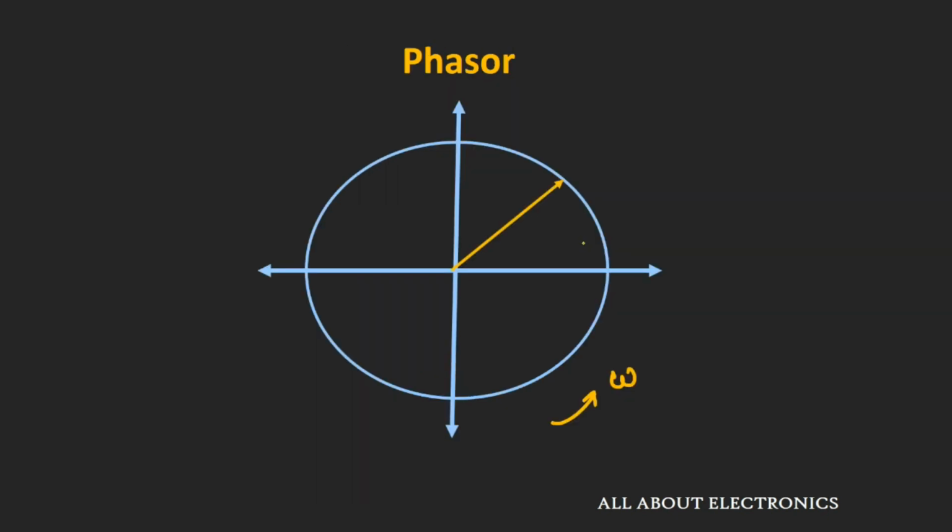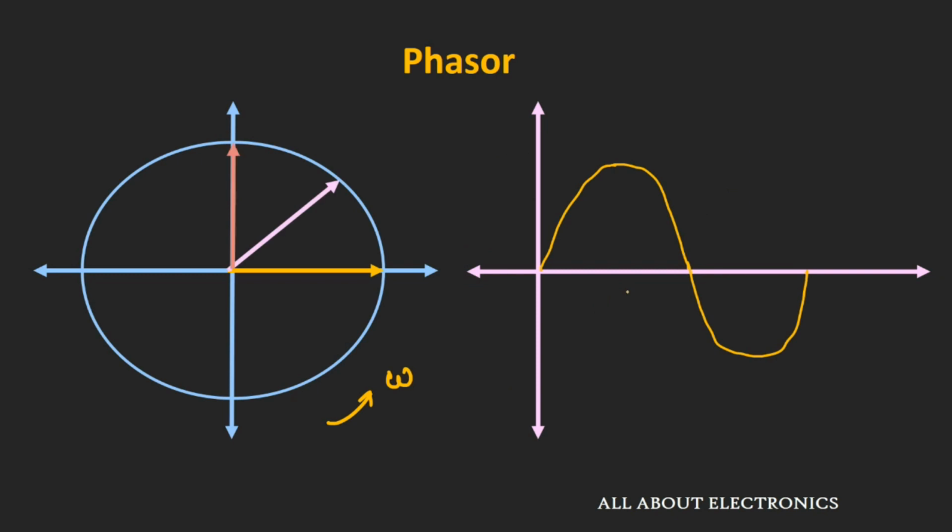Now if we take the projection of this rotating vector on the y-axis, then we will get the instantaneous value of this sinusoidal signal. As you can see here, as the vector rotates in an anti-clockwise direction at a speed of omega radians per second, if we take the projection of this vector on the y-axis, we get the instantaneous value of the signal. And if you plot all the values possible for this phasor, then we can reproduce this sinusoidal signal.